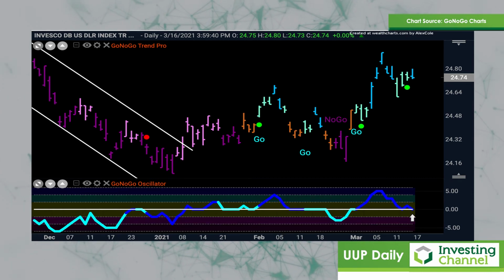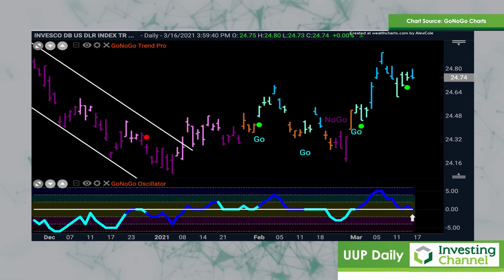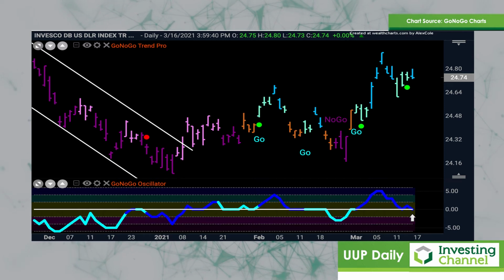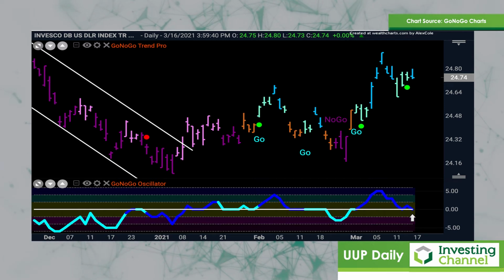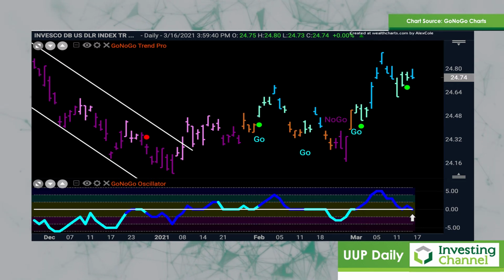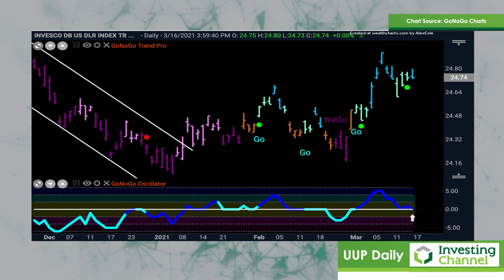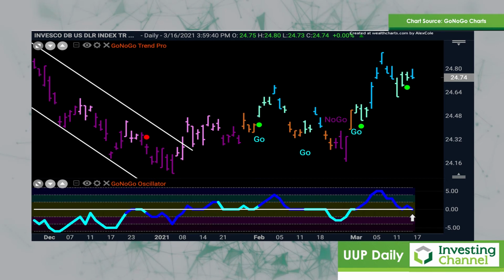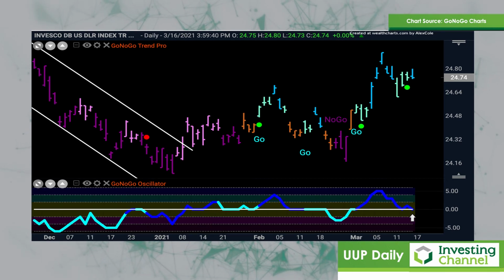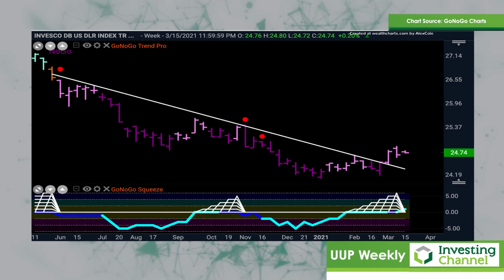But any correction or pullback in a strong trend should not push any of the inputs to the oscillator, the momentum inputs, into oversold territory. So it should hold that zero line. And I've highlighted on the chart here, there's a white arrow pointing that out. So we want to see if the GoNoGo oscillator can hold at zero here on the daily chart. And if it does, and if it rallies back into positive territory, we'd expect a new move up in price above.